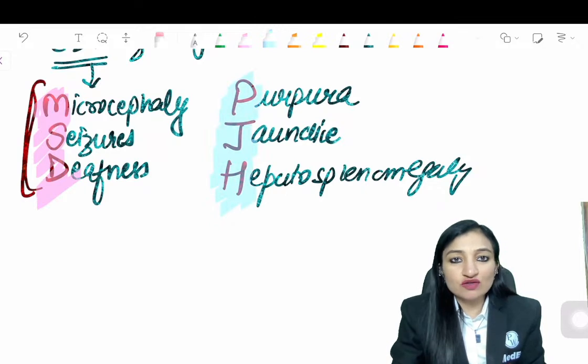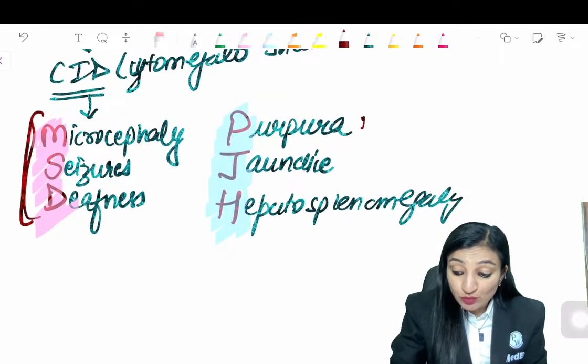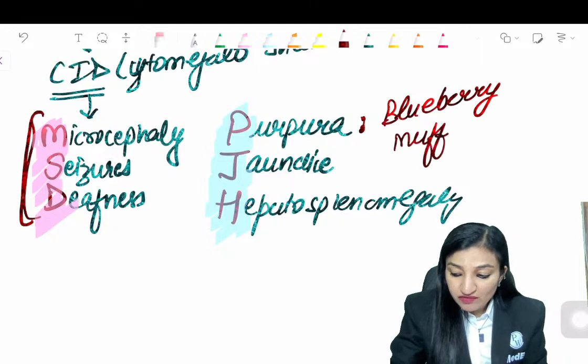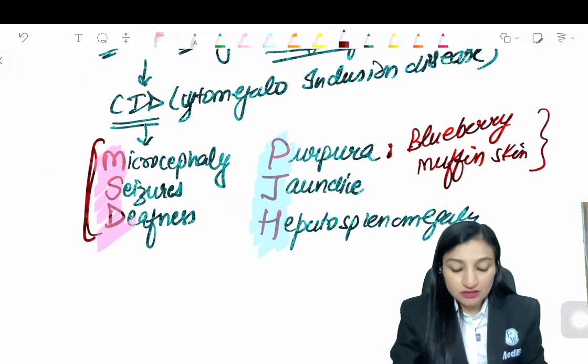So remember Mahinder Singh Dhoni heard some poor joke and started laughing. Haha, these are the features of cytomegalo inclusion disease. And this purpura is going to be responsible for formation of the blueberry muffin kind of skin lesions. Okay. So they're going to be because of thrombocytopenia. Is this clear?